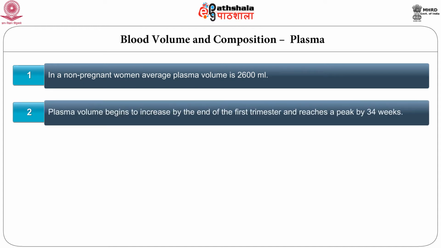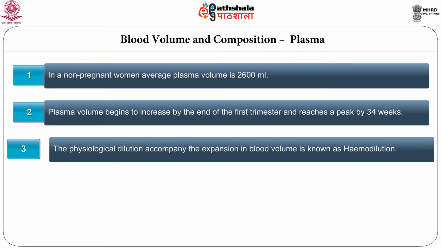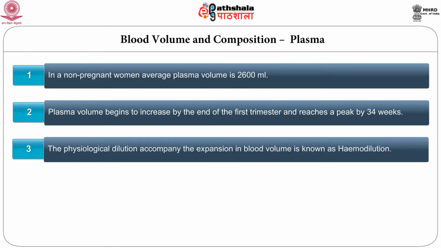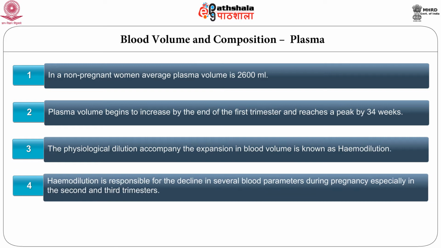Plasma volume begins to increase by the end of the first trimester and reaches a peak by 34 weeks. The physiological dilution accompanies the expansion in blood volume, which is known as hemodilution. Hemodilution is responsible for the decline in several blood parameters during pregnancy, especially in the second and third trimesters. Researchers have shown that increase in plasma volume is correlated with obstetric performance.